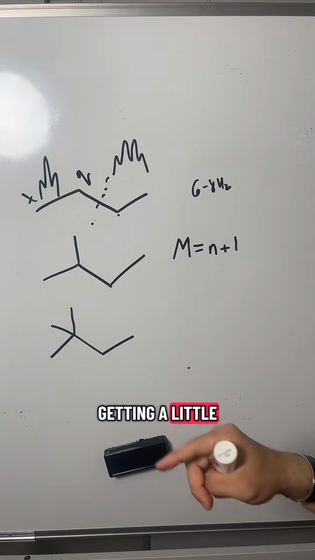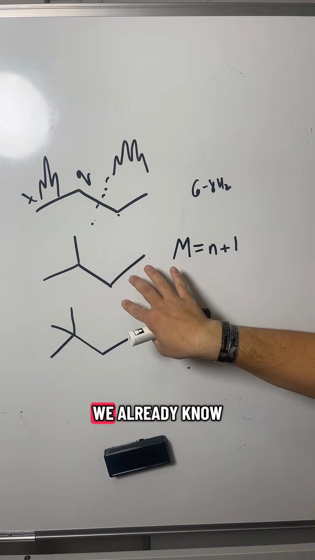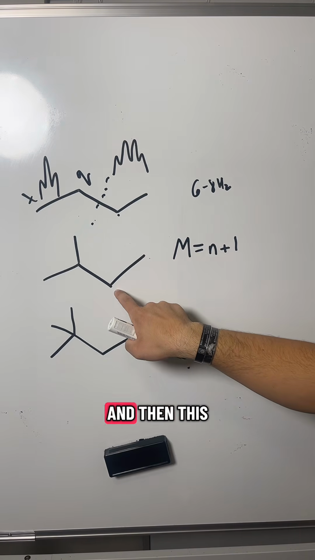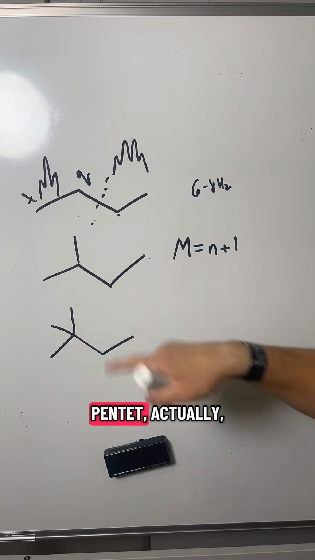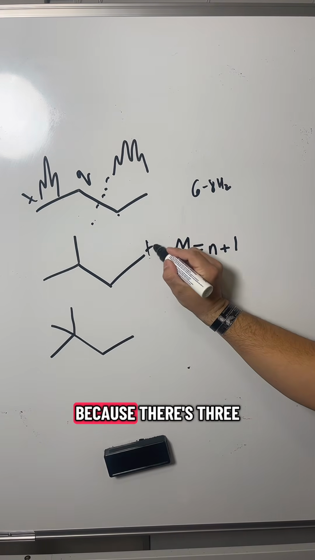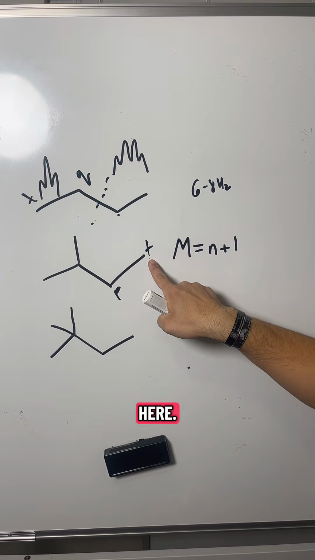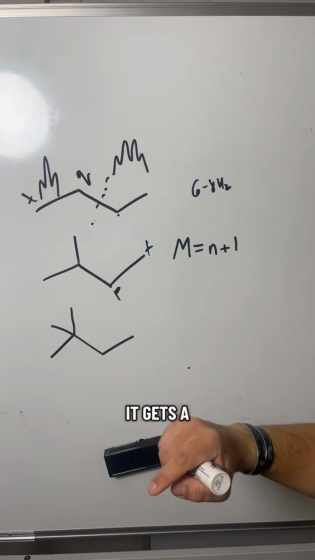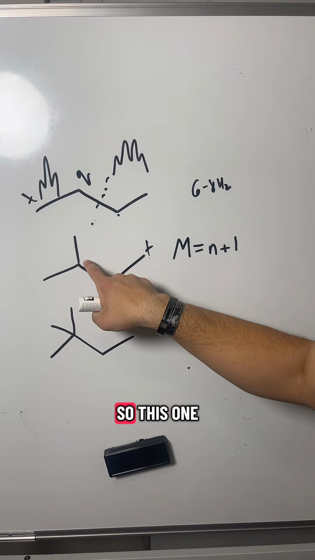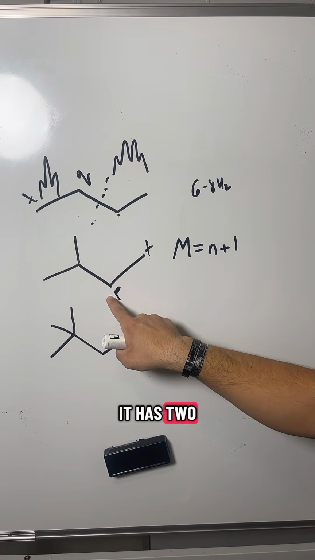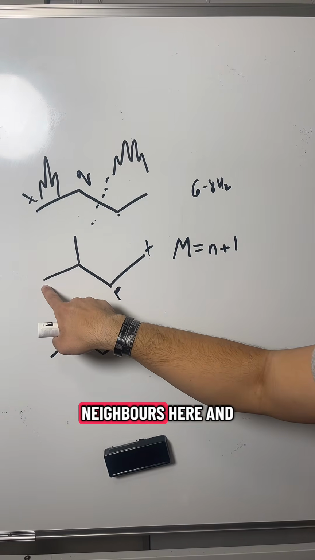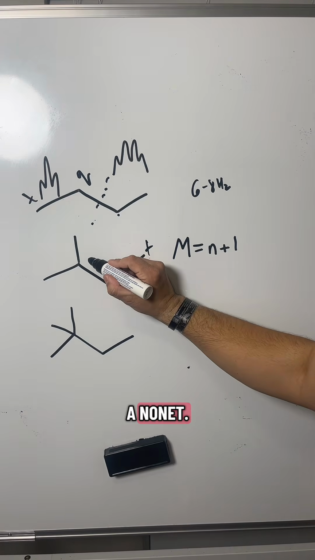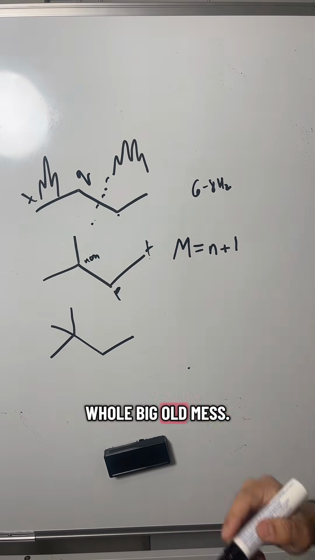Now, let's start getting a little more complex. We already know what this is right here. This would be our triplet again, and then this would be our pentet actually, because there's 3 here, now there's 1 over here. That's 4 now. Now this is where it gets a little interesting. So this one proton right here, it has 2 neighbors here, it has 3 neighbors here, and 3 neighbors here. That's 8. So it's going to be a nonet, and that's going to look like a whole big old mess.